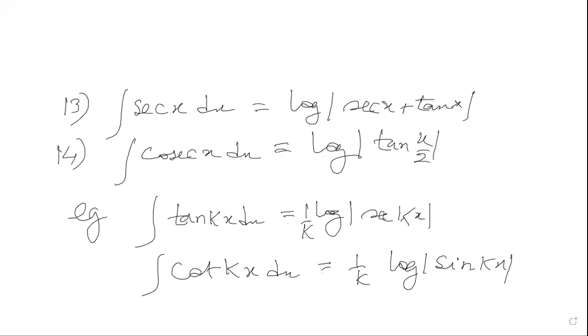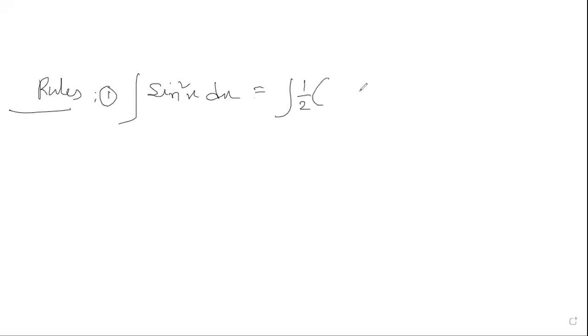Now coming to the next point, which is some typical rules. These are formulas. Rules means like first rule. First rule is sine square x cannot be integrated. If you want to do integration of sine square x, you cannot. So what you need to do, there is a formula in trigonometry, that is 2 sine square x, so I put half there, and sine square x is half of 1 minus cos 2x.